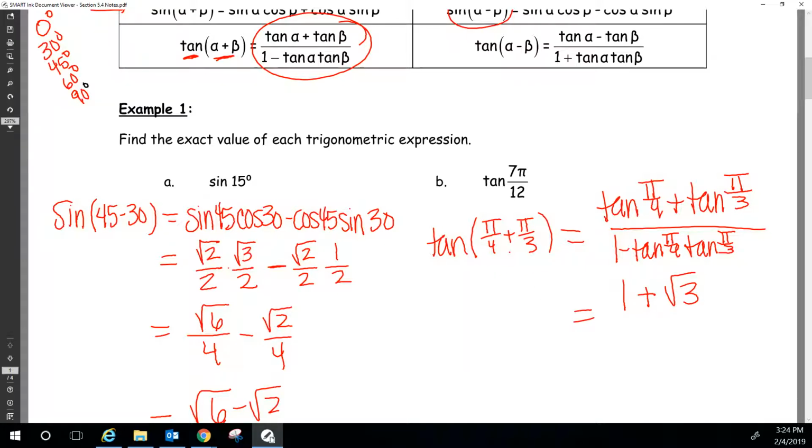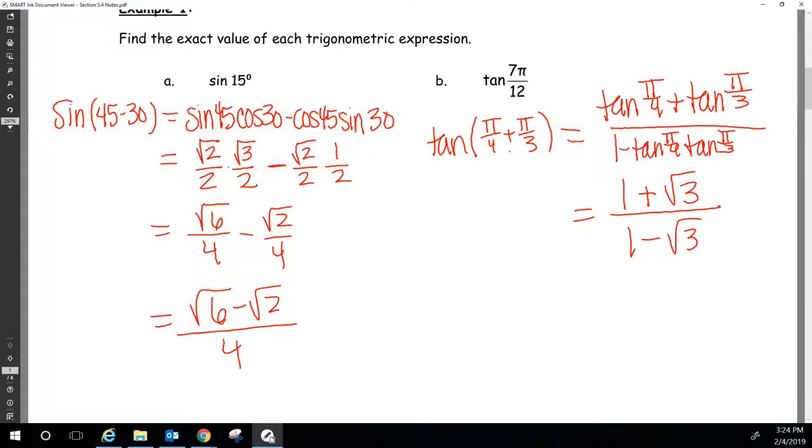When we do that, what happens to our 2's? They cancel out, and we're just left with square root of 3. All right. On the bottom, I've got 1 minus tangent pi over 4, which we said was 1, times tangent pi over 3, which is square root of 3. 1 times square root of 3 is square root of 3. Now, can I leave it like that? Nope. We've got a radical in the denominator, so we're going to multiply times the conjugate.